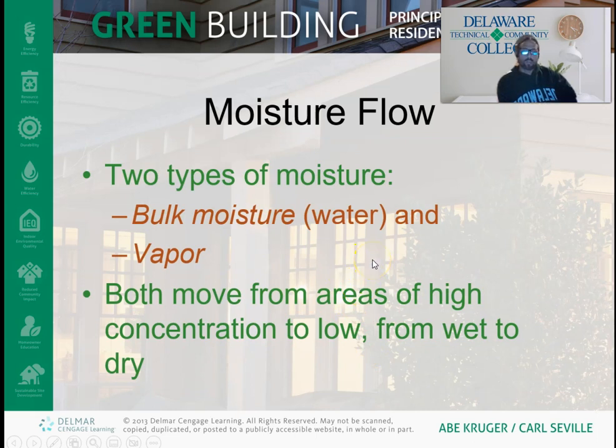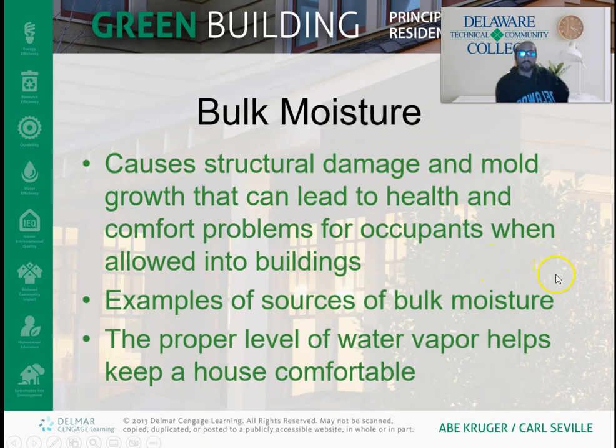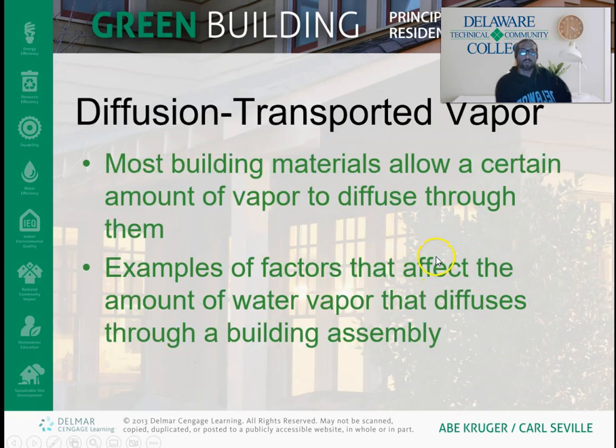So moisture flow, I'm not going to spend too much time on this. We're going to go over this in a later lesson. But there's two types of flow. You can have bulk flow, which is liquid, and then you can have vapor flow. There's always water vapor in the air, and so when air moves around, water vapor moves with it. Again, I'm not going to focus on this this week. We'll talk about that in more detail. Bulk moisture is when you see liquid water in a house or another building.